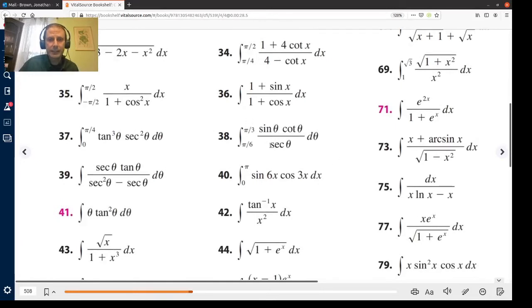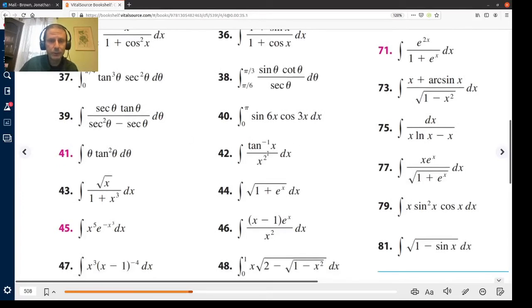For 38, it's a trigonometric integral, but it's mixing and matching sines and cotangents and secants. So honestly, I would first try to put everything in terms of sines and cosines without any better ideas. That's what I normally do, and hope I can figure something out from there, but it's not immediately clear to me what to do.